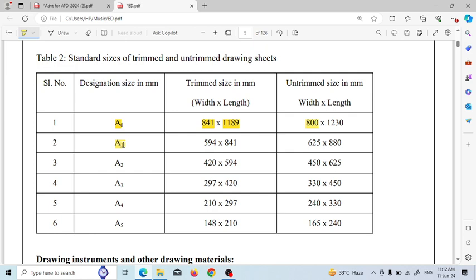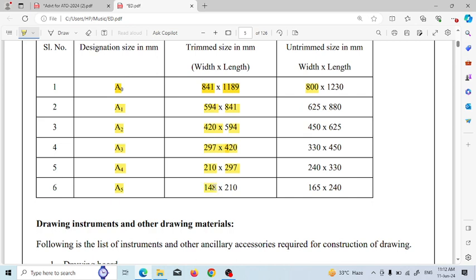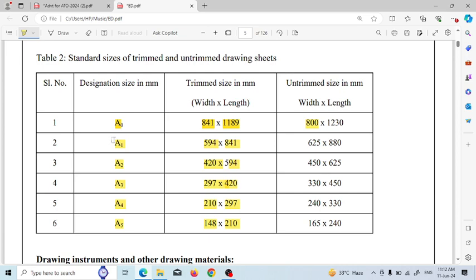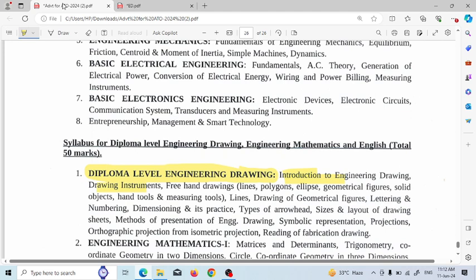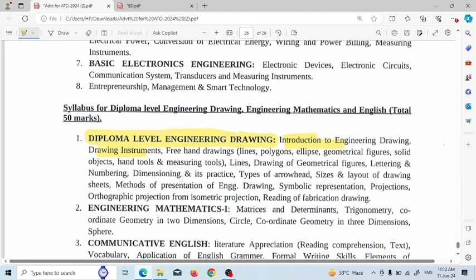Next, the A1 designation means A1 sheet size is given by 594 into 841, A2 means 420 into 594, A3 means 297 into 420, A4 sheet size means the width is 210 and 297 mm, and A5 sheet means 148 into 210 mm. Just remember these standard sizes of A0, A1, A2, A3, A4 and A5 sheets. Next we have to discuss as per the syllabus given. Introduction is over. Next we have to discuss the drawing instruments.